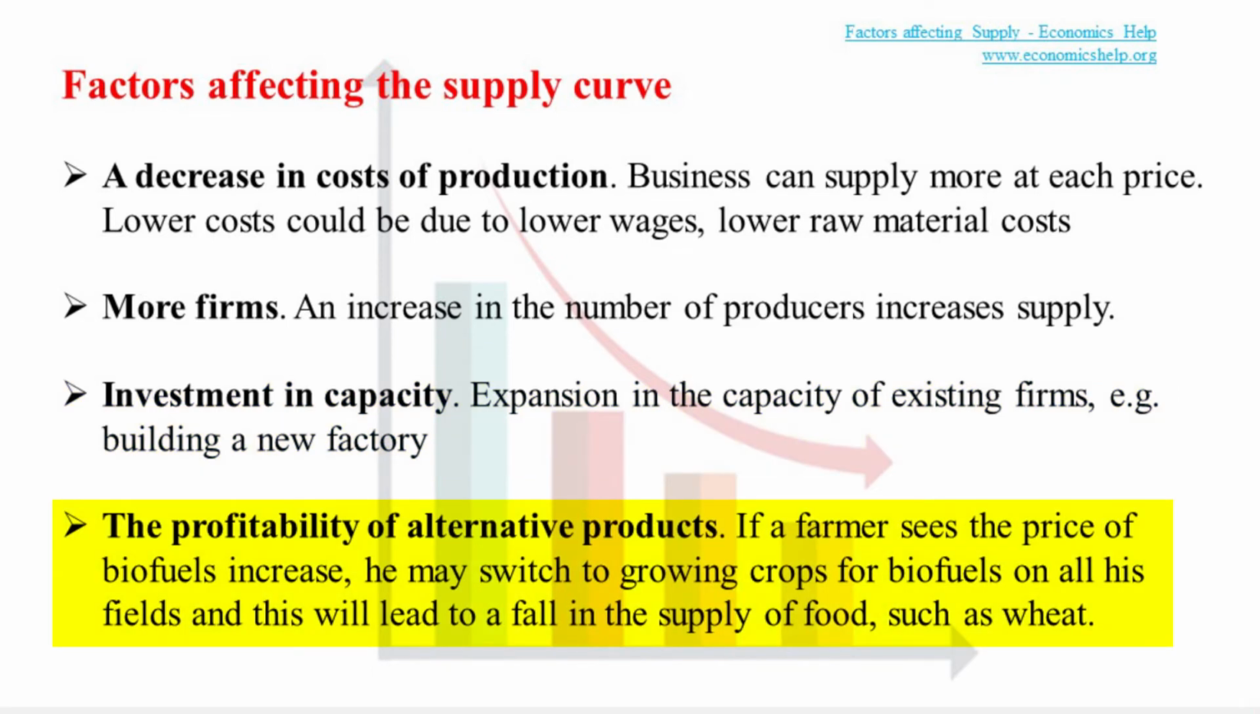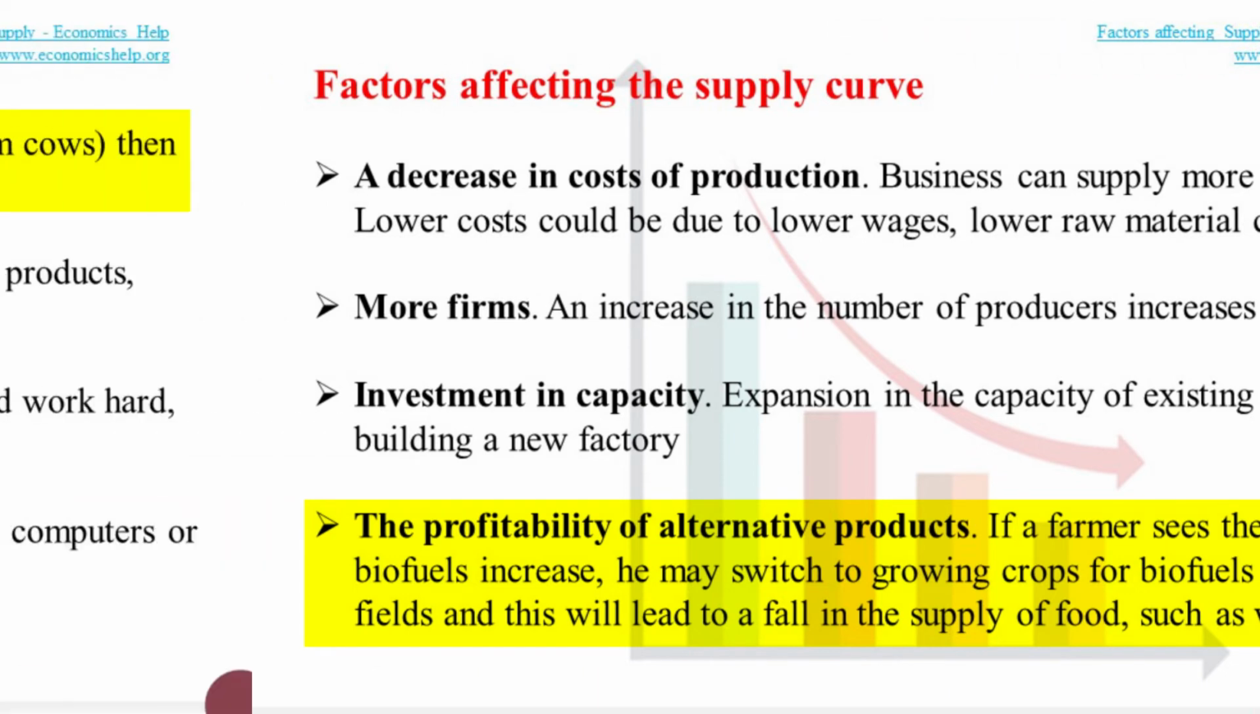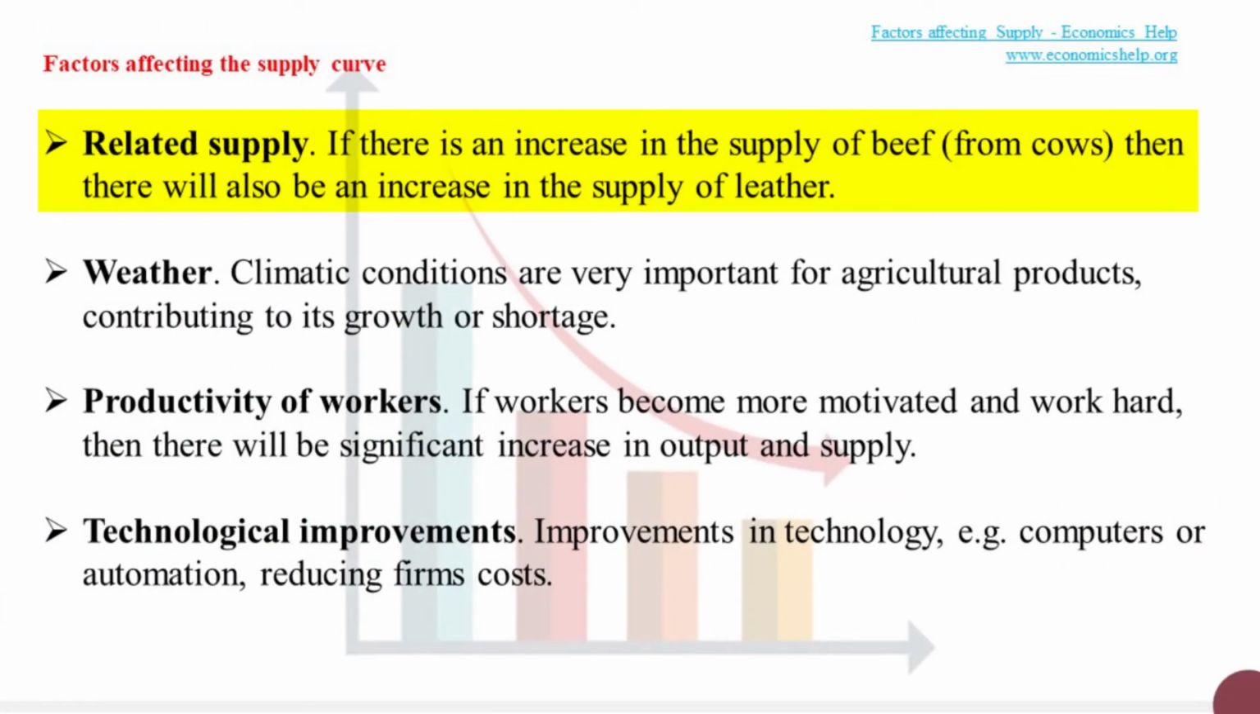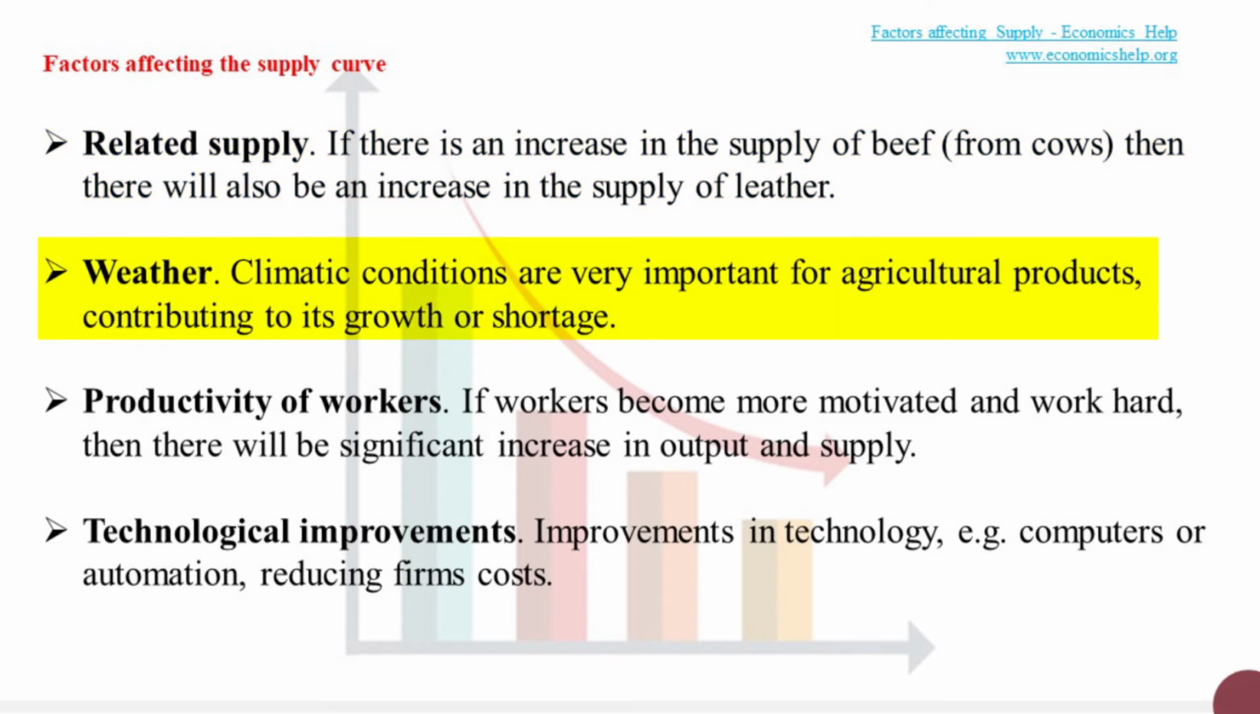The profitability of alternative products. If a farmer sees the price of biofuels increase, he may switch to growing crops for biofuel on all his fields, and this will lead to a fall in the supply of food such as wheat. Related supply. If there is an increase in the supply of beef from cows, then there will also be an increase in the supply of leather. Weather. Climate conditions are very important for agricultural products, contributing to its growth and/or shortages.